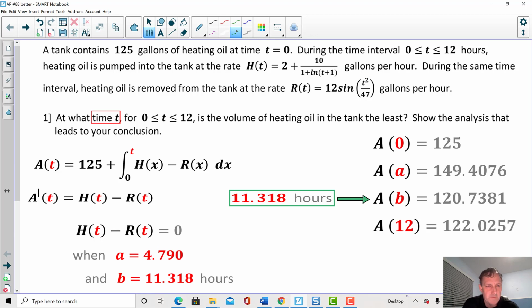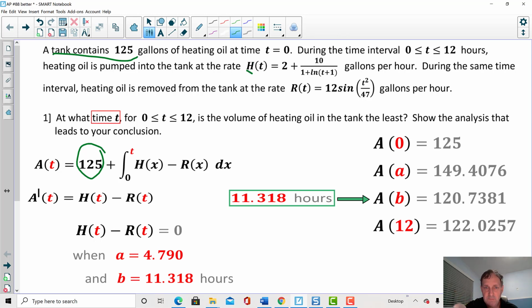Okay, our first example, it says at what time on the interval from 0 to 12 is the volume of heating oil in the tank the least? So we want to find the minimum amount of oil in the tank. It does say that when you begin, you start with 125 gallons of heating oil in the tank. So our amount function is going to start with 125.